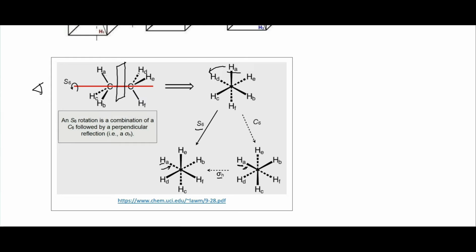And we can actually see that the C6 and the sigma H are not independent operations themselves, because when we do this C6 like this, we end up with something that looks different here, where now this top looking one is sticking back, where this one is sticking forward, where here it was back right there and forward right there. Or if we did a sigma H, we would end up with the same thing. But with both of them together, we end up getting something that looks just like what we started with here. So these H atoms change position, but if you didn't have those labeled, you wouldn't be able to tell the difference between those two images. So that is an S6 operation there.